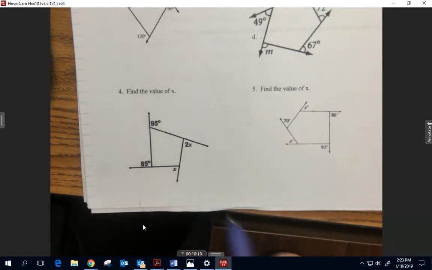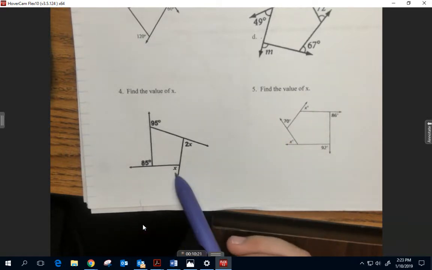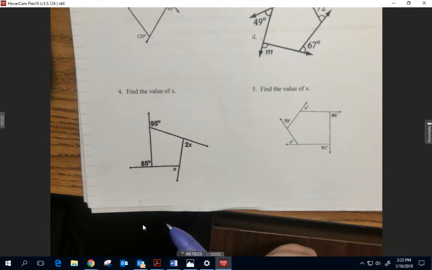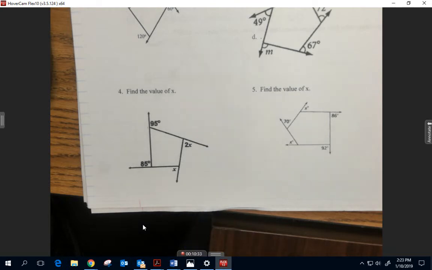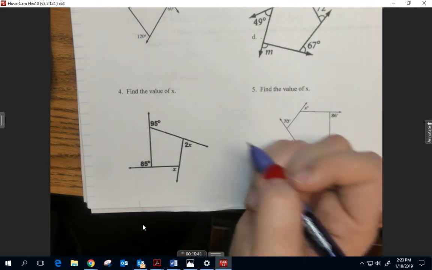Number 4 is a little different because we're not just searching for one variable. We have 2x and an x, right? We have 2 missing exterior angles. But what do we know about all 4 of these exterior angles? Yeah, they add up to 360. So I'm just going to do that.